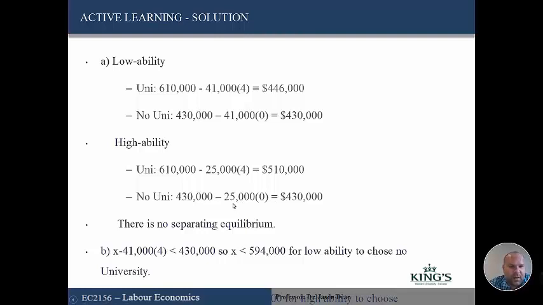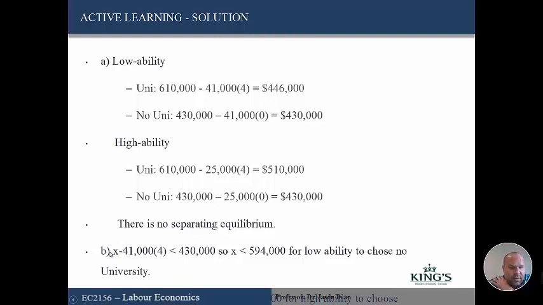Okay, and so when we work that out, well, we could look at it in a simpler way. We could say, basically, we need this to be less than 430,000, because that's the amount with no university, where you can just ignore this term. So we need (X minus 41,000) times 4 to be less than 430,000. Okay, so that has to be true for low ability workers to decide to choose no university.